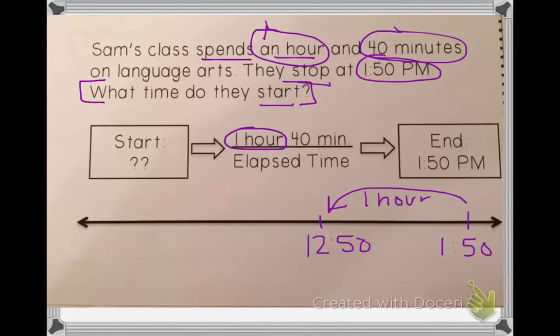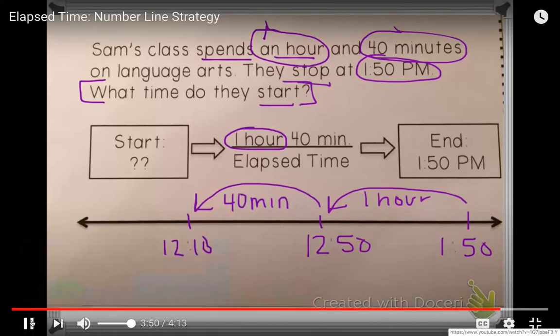Then I need to go back another 40 minutes. So 50 minus 40 is 10. So that would be at 12:10. So that's 40 minutes. So my answer would be 12:10. It's going to be p.m. Remember, if we're talking about 12 p.m., that's lunchtime.